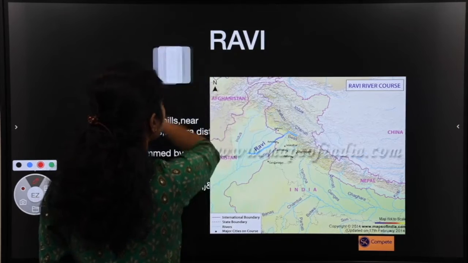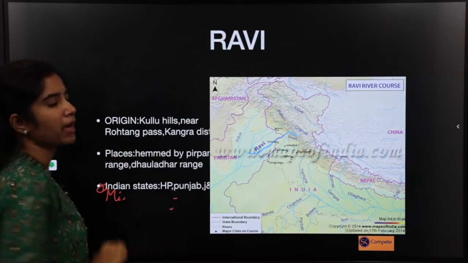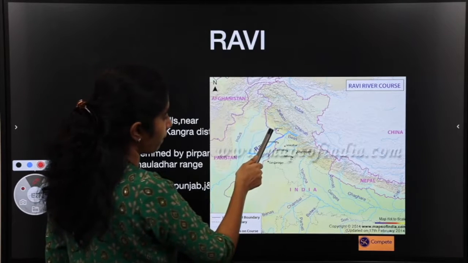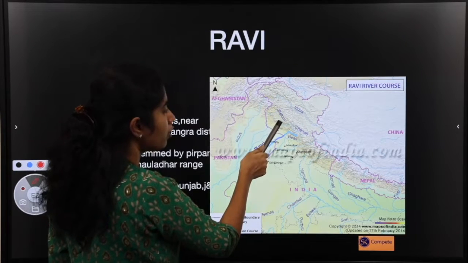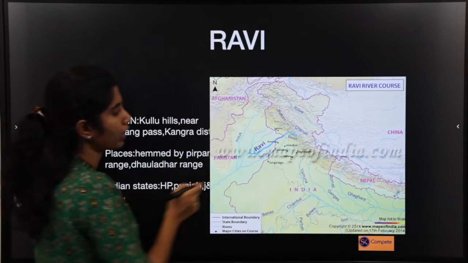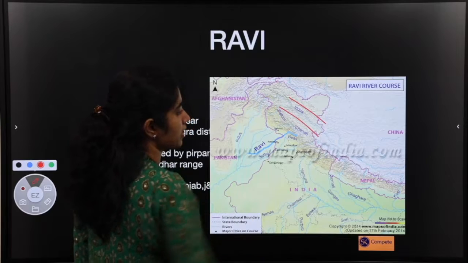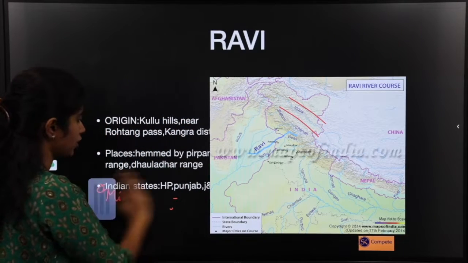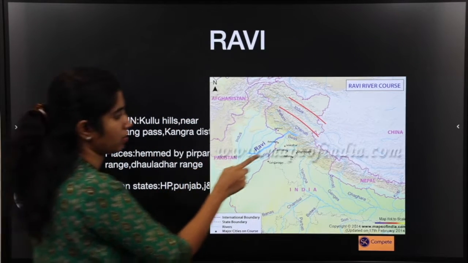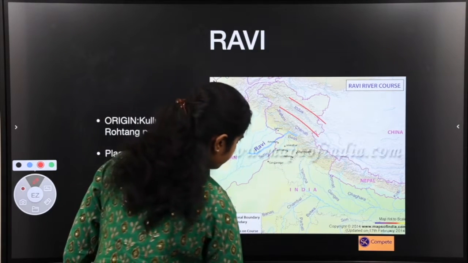So which is the other river which is originating at the foothills of Pir Panjal range? Jhelum river. Jhelum is originating in the foothills of Pir Panjal. This is hemmed between Pir Panjal and Dhauladhar. Indus is between Karakoram and Zanskar range. So this is flowing through three states: Himachal Pradesh, Jammu Kashmir and Punjab.